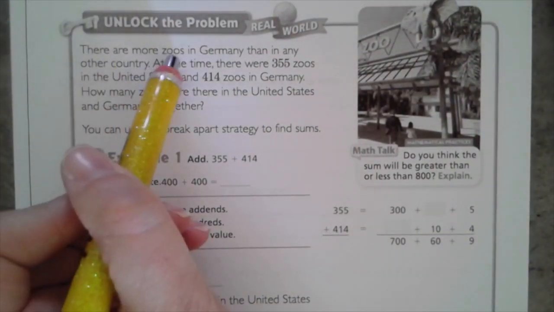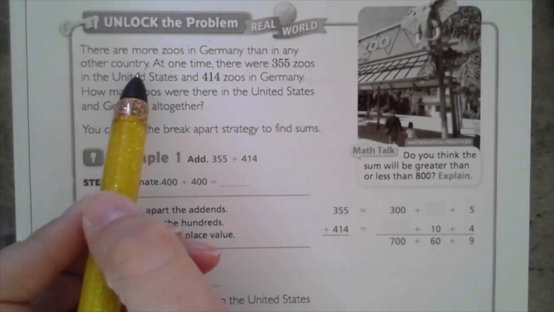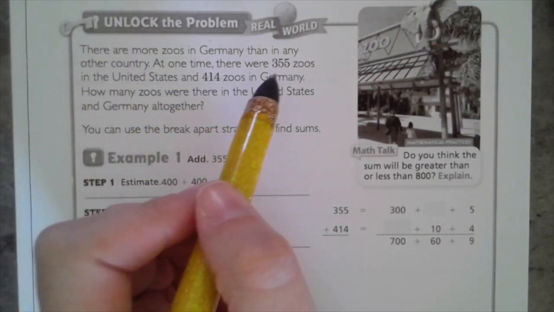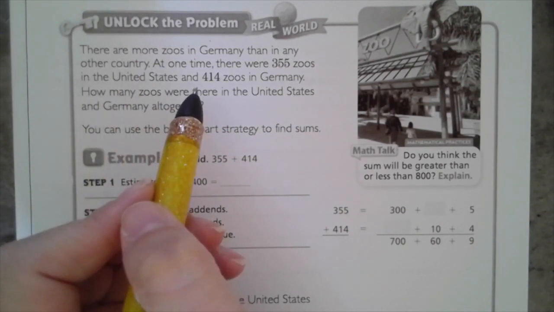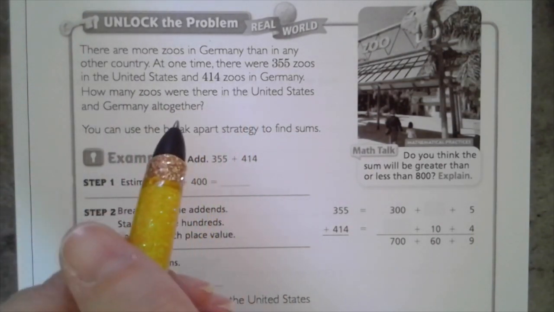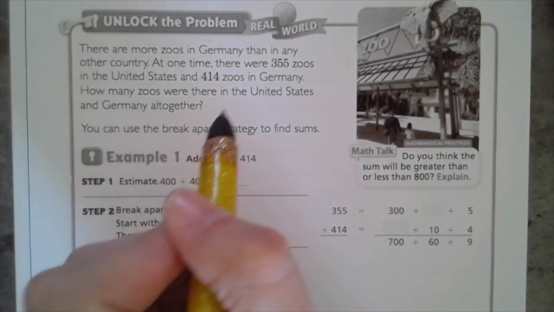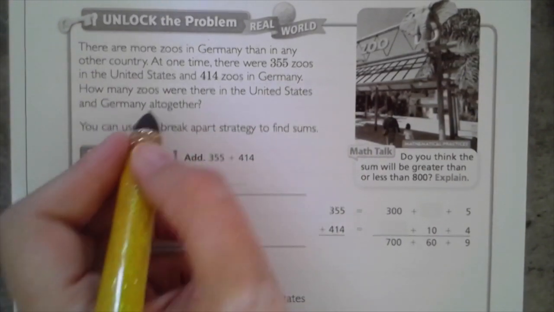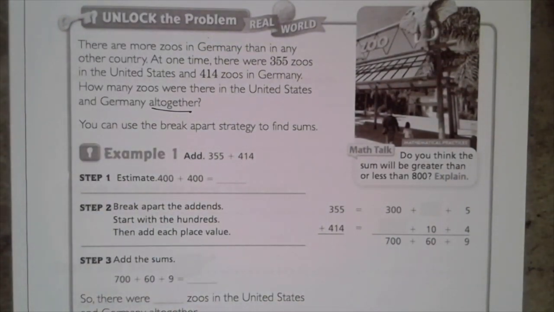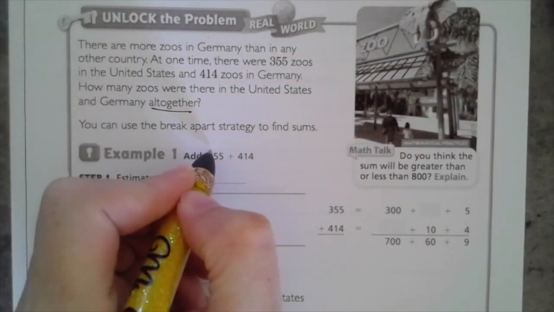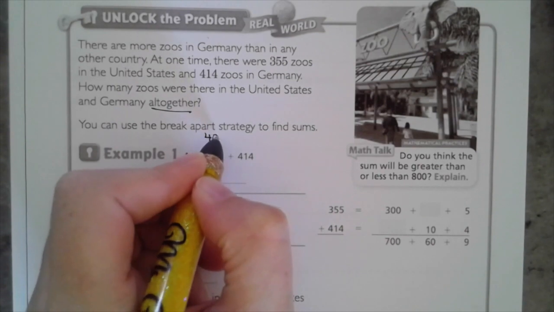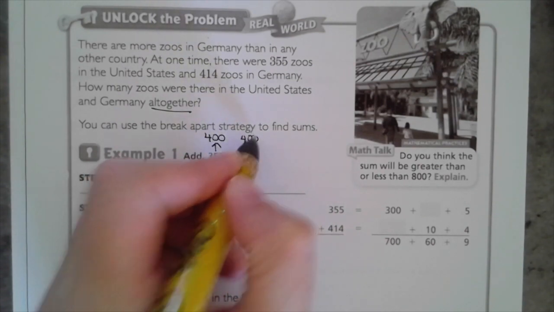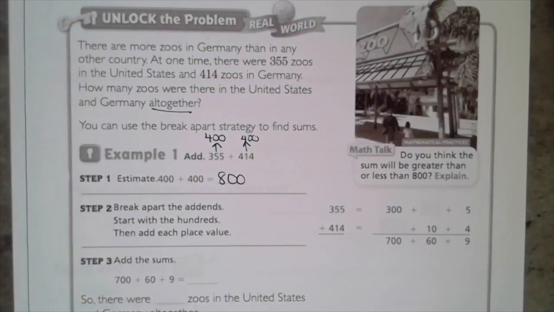Okay, it says there are more zoos in Germany than in any other country. At one time, there were 355 zoos in the United States and 414 zoos in Germany. How many zoos were there in the United States and Germany altogether? So altogether means I'm going to add. So the estimate part I do in my head. Okay, so 355 rounds to 400. 414 rounds to 400. 400 plus 400 is 800. So that's my estimate. You don't have to write down anything except your estimate there.